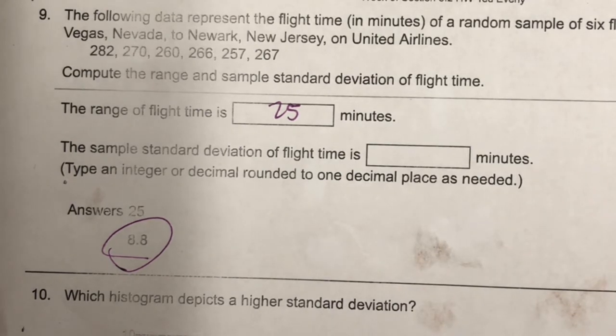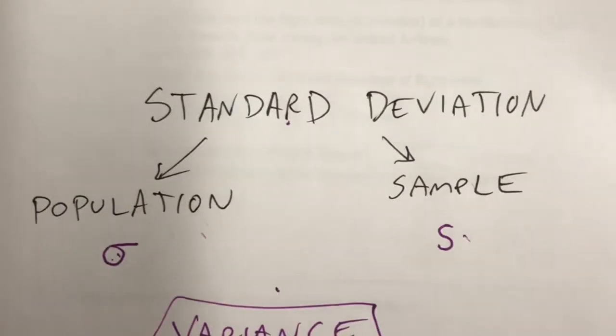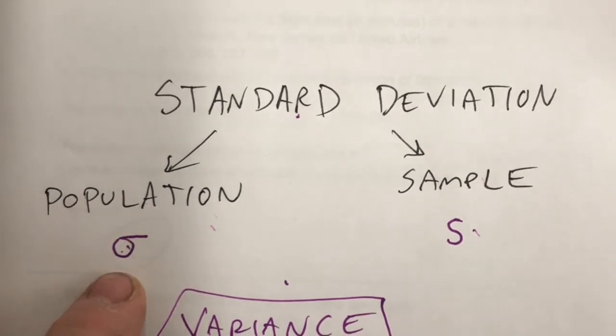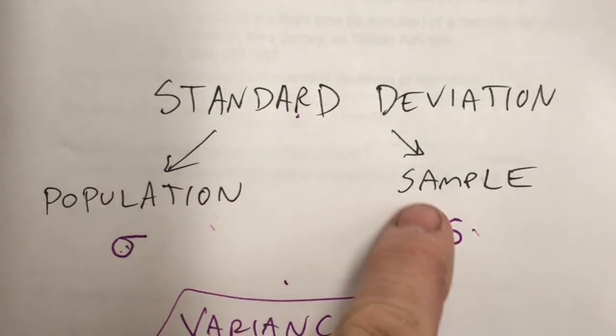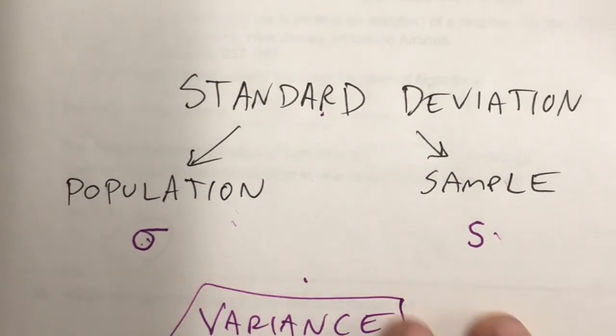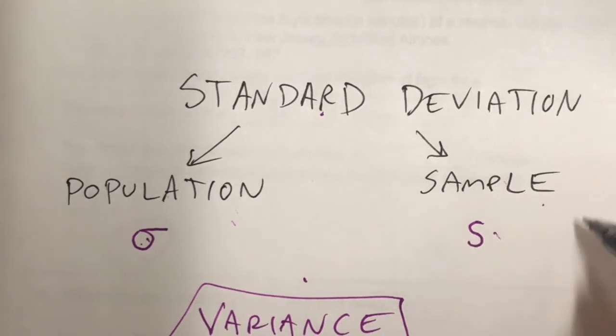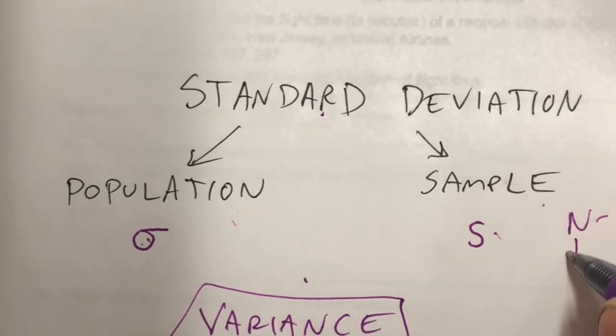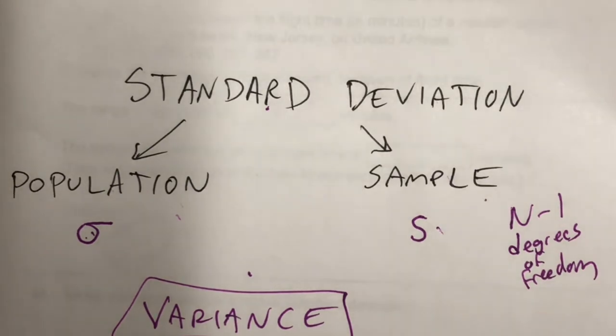All right, so the main thing to remember, let me find that page I wrote earlier. Here it is. You have standard deviation for a population, which is sigma. You have standard deviation for a sample, which is S. They're computed the same way. The only difference is when you do a sample, you have N minus 1 degrees of freedom. So when you square and add all those together, you divide by 1 less if it's a sample.